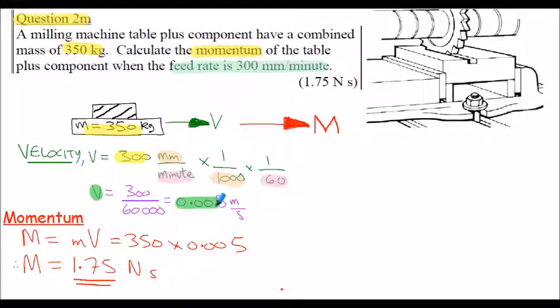0.005 meters per second. From there we can work out the momentum from our standard formula, and that's 1.75 Newton seconds, or 1.75 kilogram meters per second.